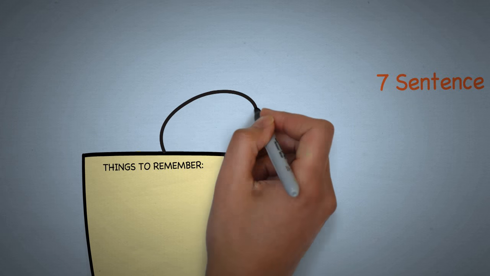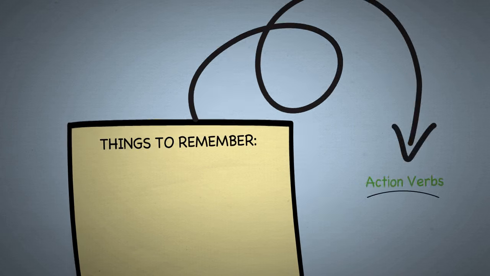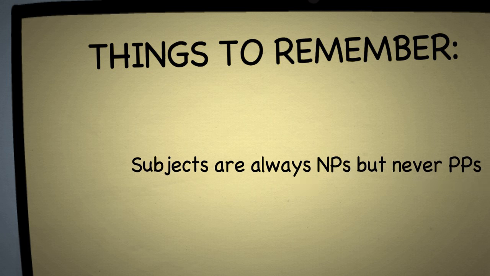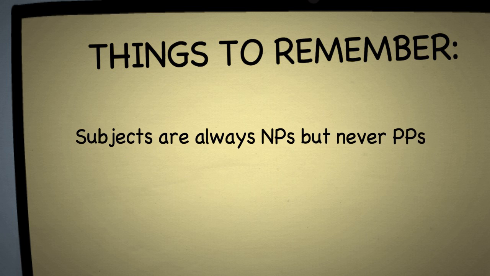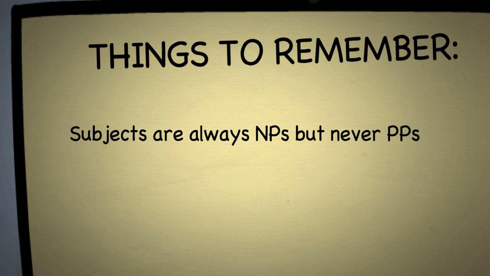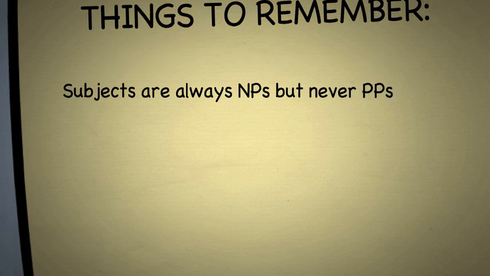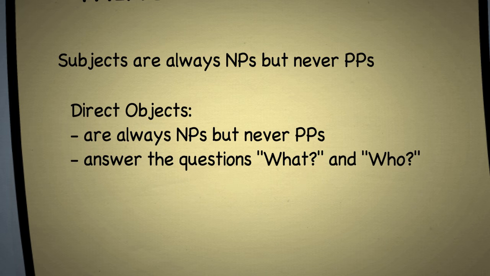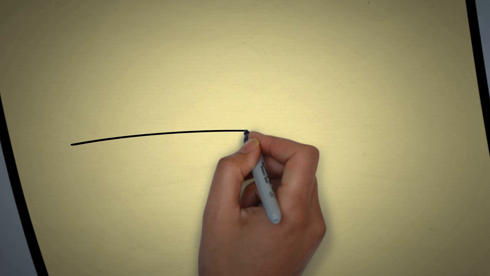The first thing is that subjects in sentence types with action verbs are always noun phrases, but are never prepositional phrases. The second thing we want to be aware of with action verbs is that we're always going to be on the lookout for some type of object. Specifically, we're looking for a direct object, which is always a noun phrase, but never a prepositional phrase. Direct objects answer the question, who or what?